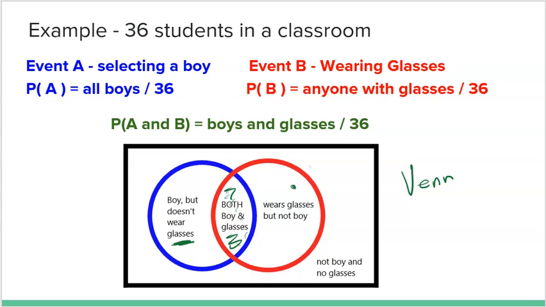I could be in the blue circle if I'm a boy. I could be in the red circle if I wear glasses. I could be in the overlap if I'm both a boy and wearing glasses, because if I'm a boy without glasses, then I go over here. If I'm not a boy and I wear glasses, I go over here. And if I'm neither of those things, then I go on the outside. So a Venn diagram is a nice way of seeing this joint probability, this joint connection between these two events.